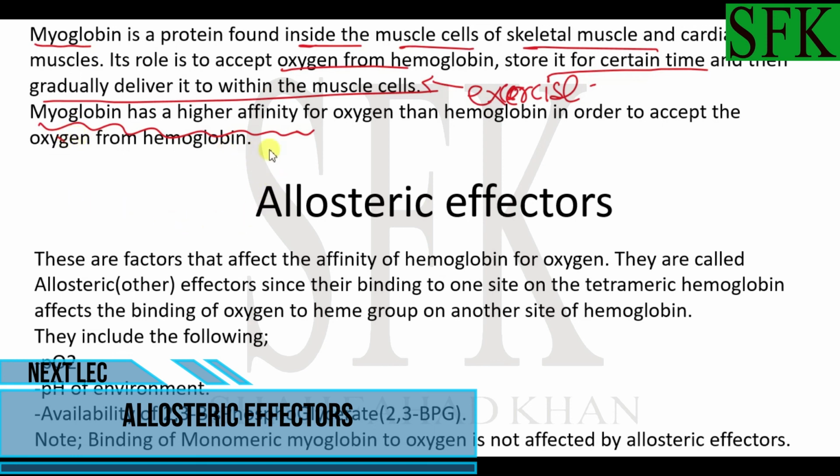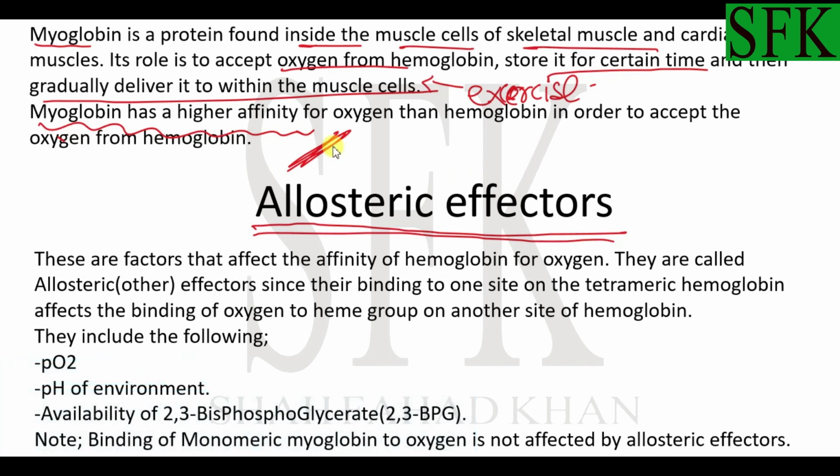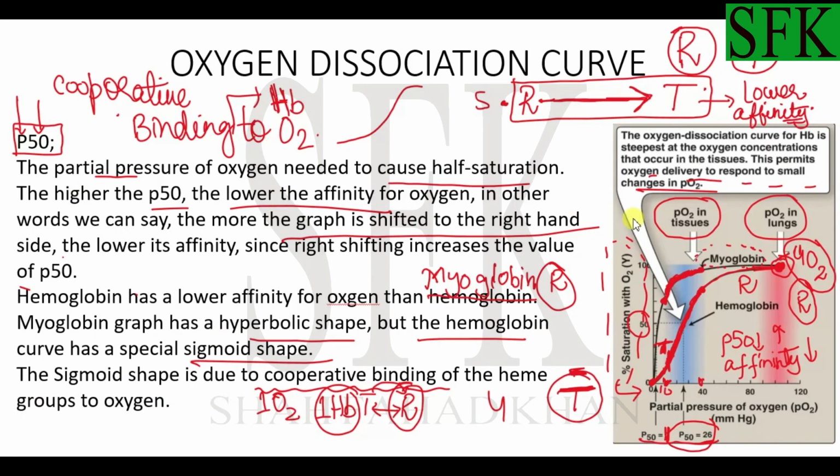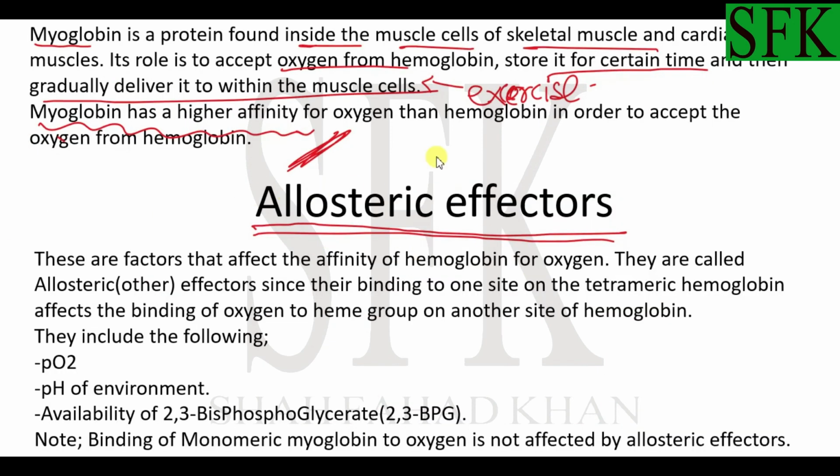Okay, guys, so that's it for this lecture. From the next lecture, we are going to talk about the allosteric effectors and what these are in quite detail. These are basically those effectors which affect this oxygen dissociation curve. We are going to talk about this in the next lecture, and I'll give the link to that in the description.